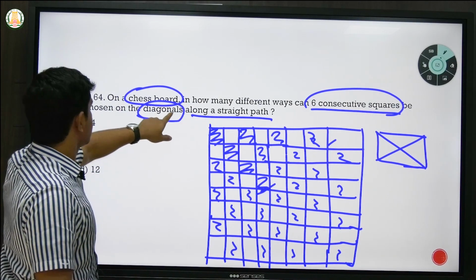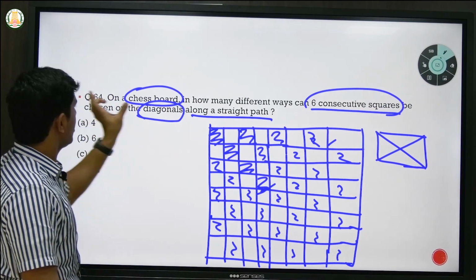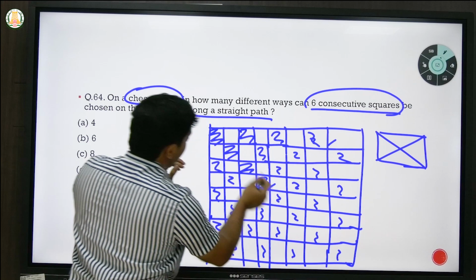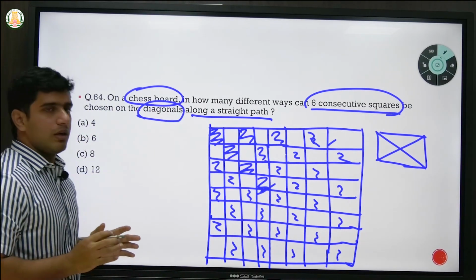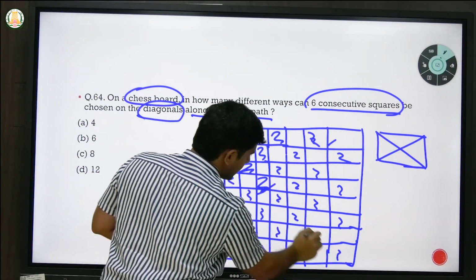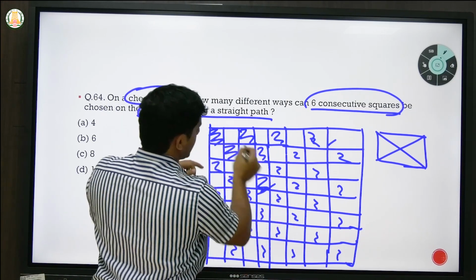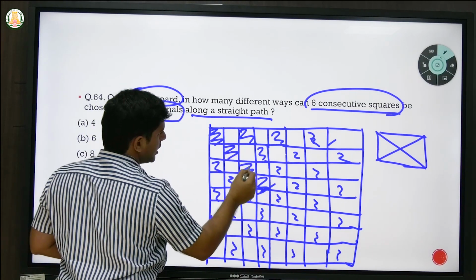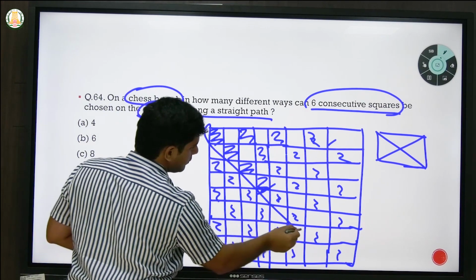Basically, now what he's asking is how many different ways can 6 consecutive squares be chosen on the diagonals. So, we know that this is the diagonal, and on this diagonal you have to choose 6 consecutive squares. Basically, that is the question. Okay. So, this is the diagonal of the chessboard, one diagonal, let's say. On this, how many ways can you choose 6 consecutive squares? So, if you go by example, see 1, 2, 3, 4, 5, 6. So, this is one diagonal, one set of squares.